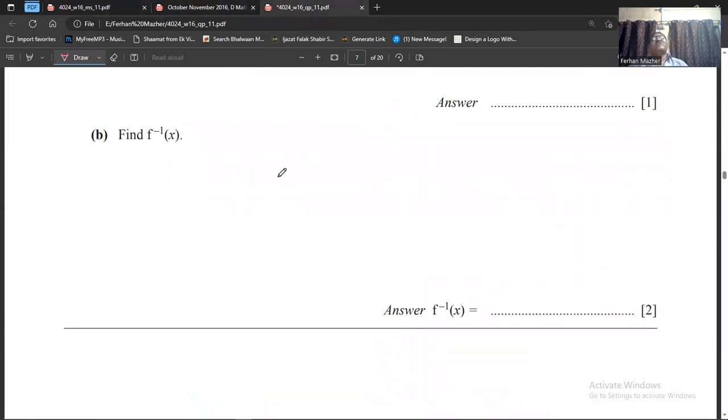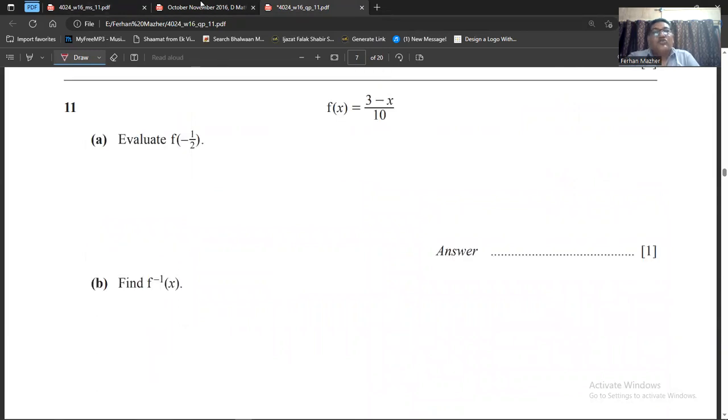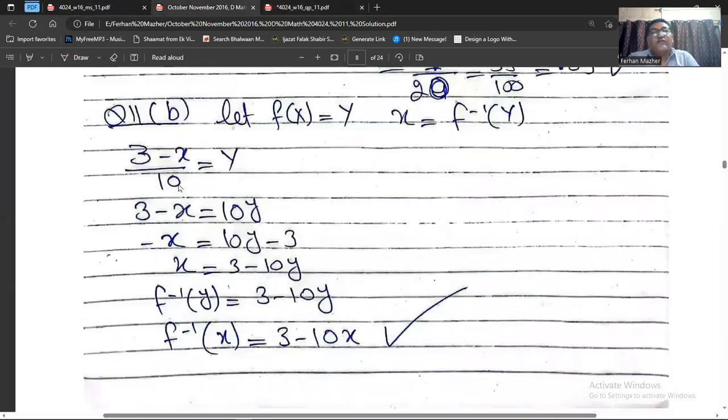Question number 11, B part, a very famous, simple, straightforward question. He wants you to find out the inverse of this function. So we have to write this standard formula we always write whenever we find the inverse of a function. We say let f of x is equal to y, then it means x is equal to f inverse of y. In the place of f of x, I will put the formula of that function, that is (3 minus x) divided by 10 is equal to y. I will make x the subject of the formula.